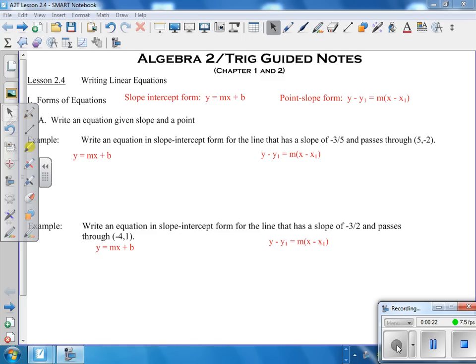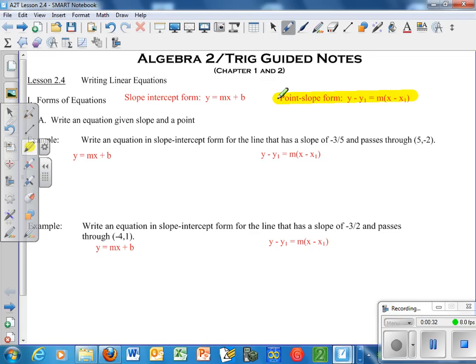So first thing we're going to do is remind you what slope-intercept form is, which is y equals mx plus b. And we're also going to look at what we call point-slope form. For some of you that may be new, others may have been exposed to it, and sometimes that's a little bit easier. But you can actually use either of these when you're writing your equation.